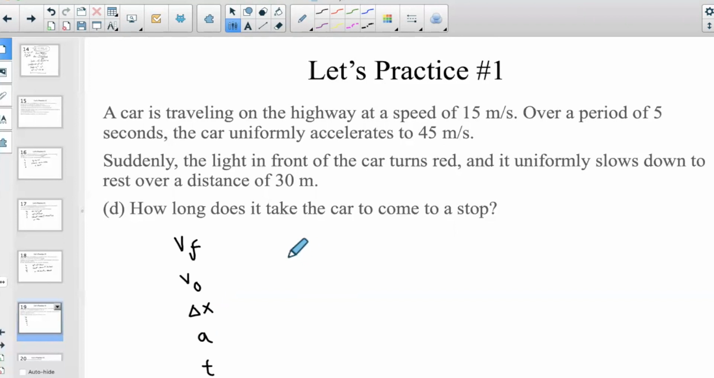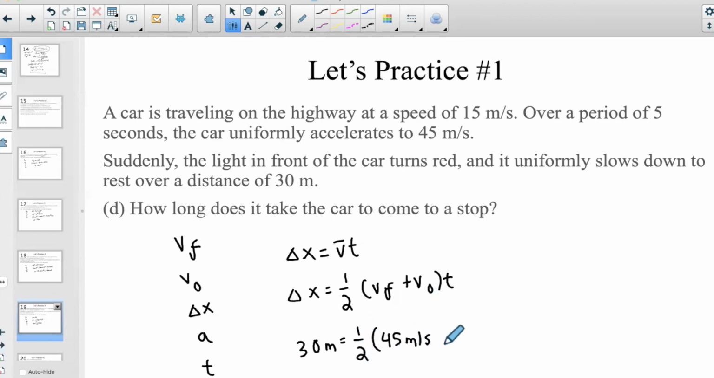So technically, we could, in this scenario, use delta x equals v bar t, or as you saw Josh write it, delta x equals 1/2 (v plus v naught) t. And then we can plug in our quantities. And then solving, we get that time is equal to 1.3 seconds with significant digits. And that's the first problem.